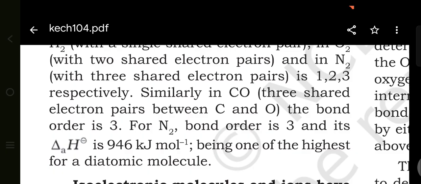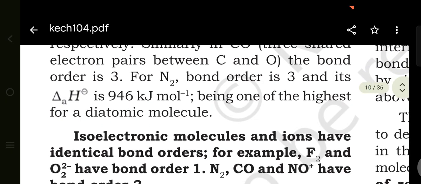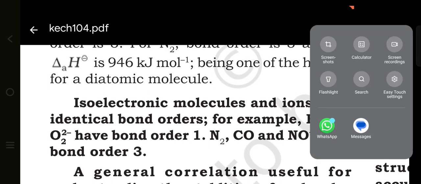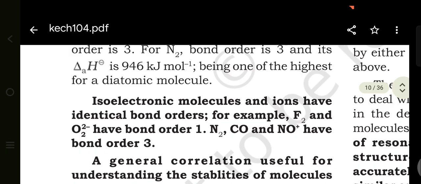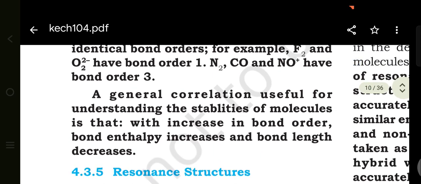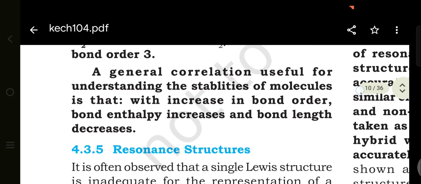For N2, bond order is 3 and its bond enthalpy is 946 kJ per mole, being one of the highest for a diatomic molecule. Isoelectronic molecules and ions have identical bond orders. For example, F2 and O2 2-negative have bond order 1; N2, CO and NO-positive have bond order 3. A general correlation useful for understanding the stabilities of molecules is that with increase in the bond order, bond enthalpy increases and bond length decreases.